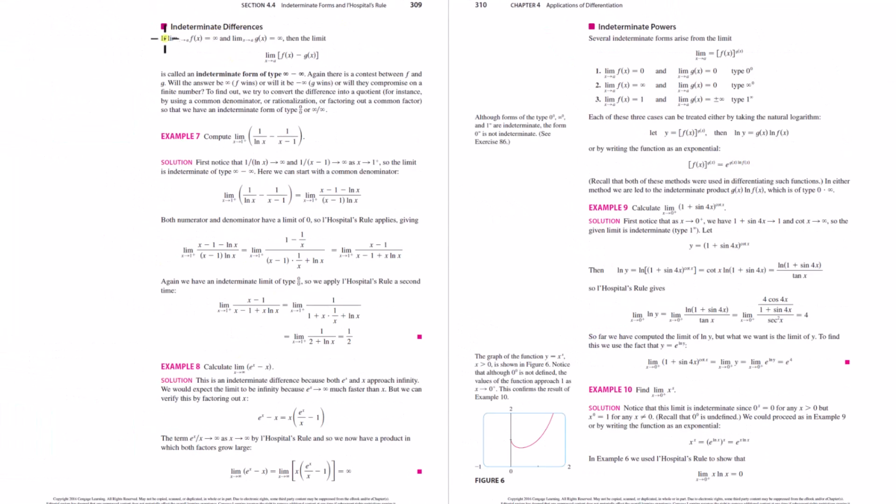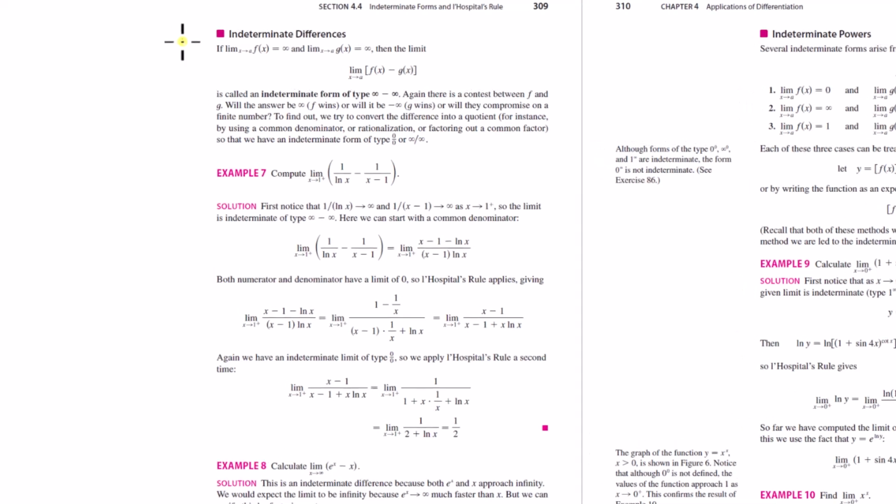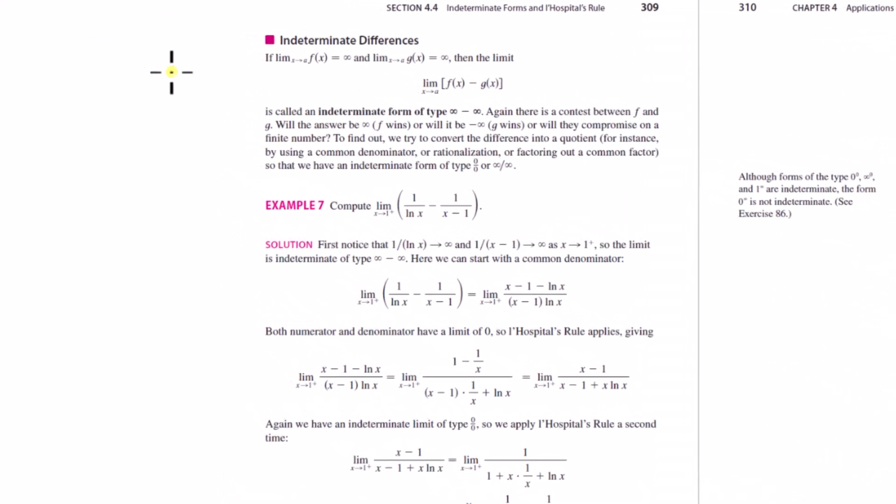Okay. Indeterminate differences. We saw some example problems like this in Chapter 2. And these are indeterminate forms of type infinity minus infinity. Okay? This is not necessarily equal to 0. You don't know what this is. Okay? Now, just note, what about this? That's not indeterminate. This is equal to infinity.